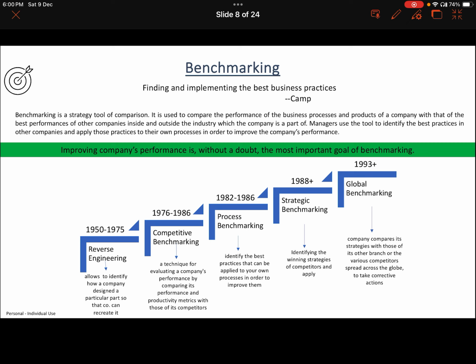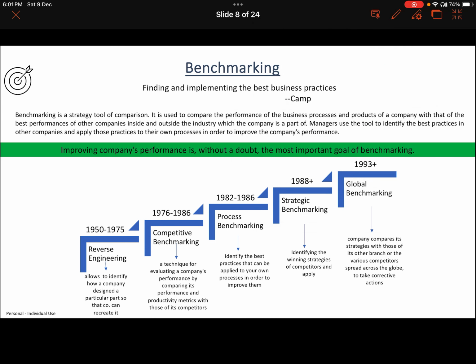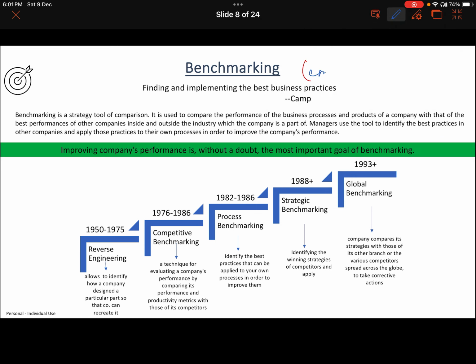In the last video, we discussed BPR, and in this video, we will focus on benchmarking. In simple terms, benchmarking is nothing but comparison, or we can say copying from what others are doing.